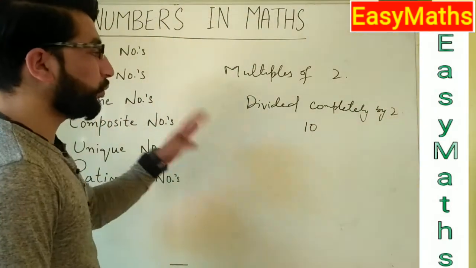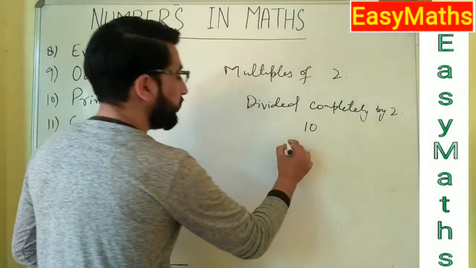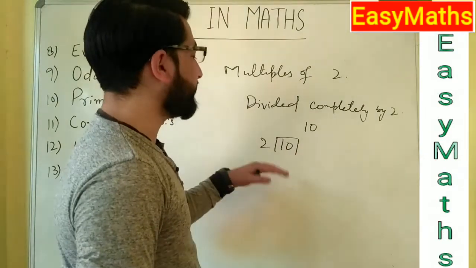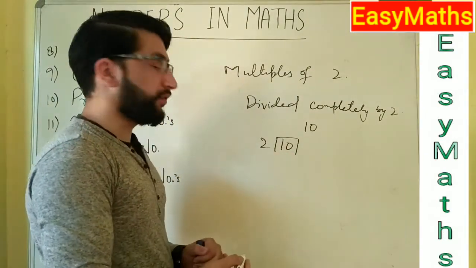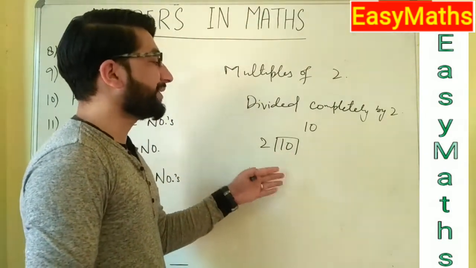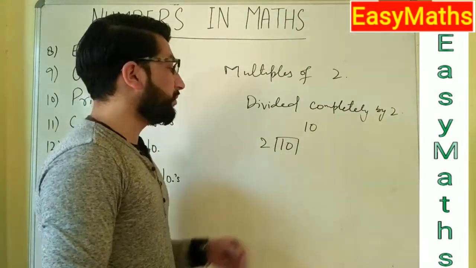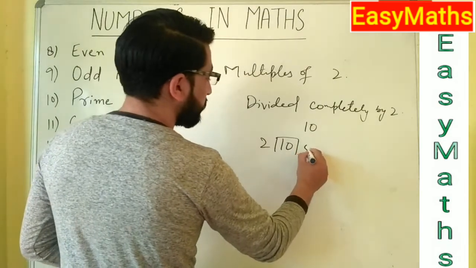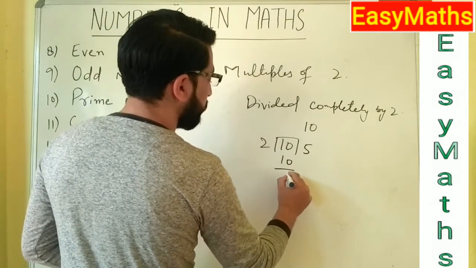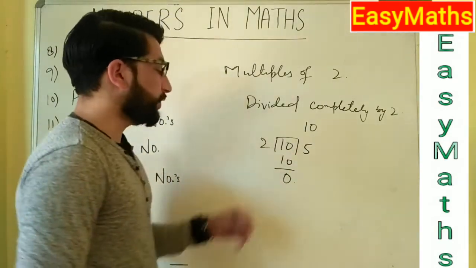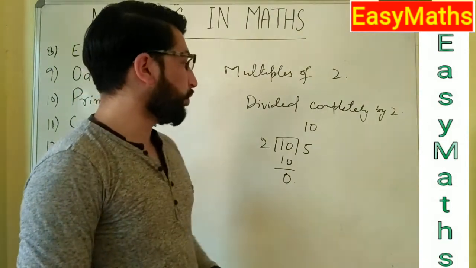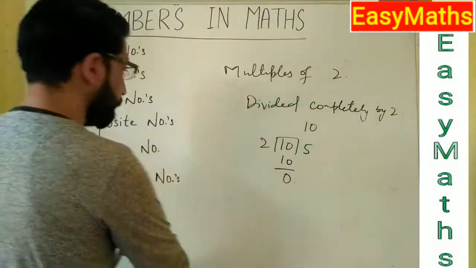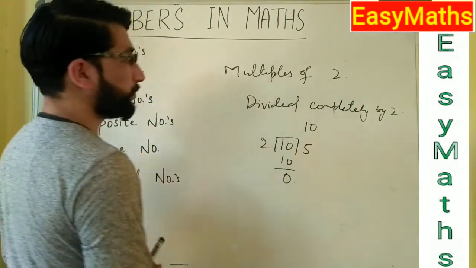Is 10 an even number or not? What we do? We divide this 10 by 2. If our remainder is 0, then this 10 is an even number. If our remainder is greater than 0, then our number is not an even number. So when we divide 10 by 2, 2 fives are 10, so our remainder here is 0. Whenever our remainder is 0, that number is said to be an even number.